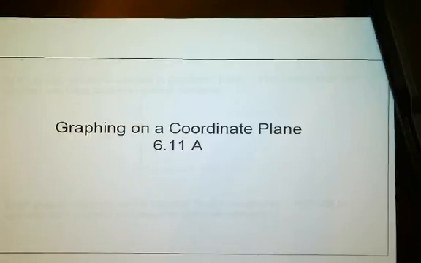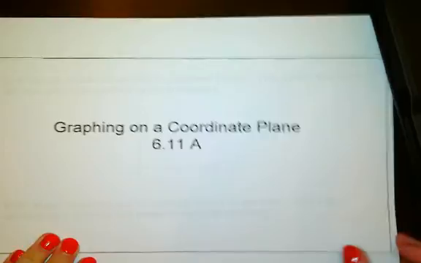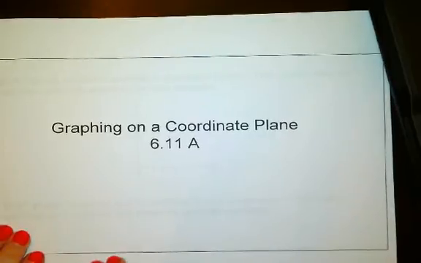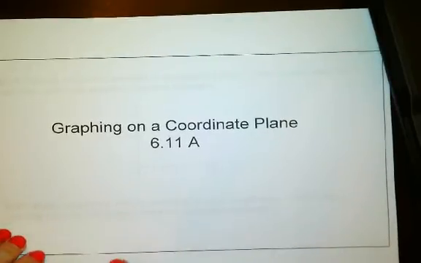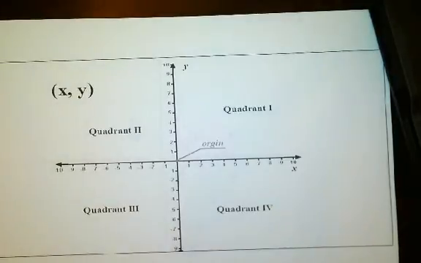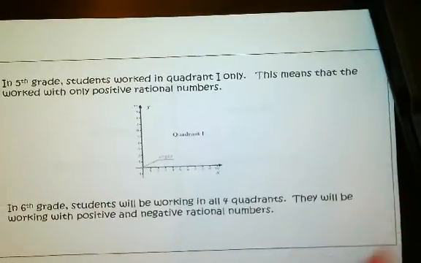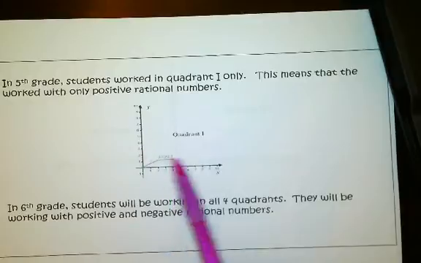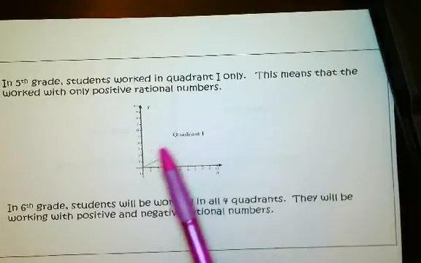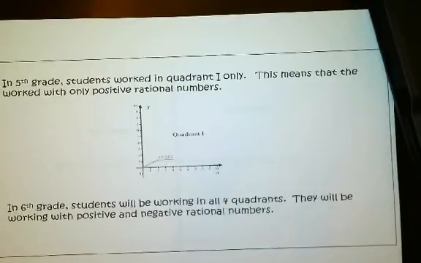Alright class, today we're going to be talking about graphing on a coordinate plane. So this is 6.11a. And if you remember, in 5th grade you only worked in quadrant 1. So this means that you only worked with positive rational numbers. You could still have worked with fractions and decimals, but they were all positive because you only worked in this quadrant right here. As 6th graders, we're going to be working in all 4 quadrants, which means we're going to be working with positive and negative numbers.